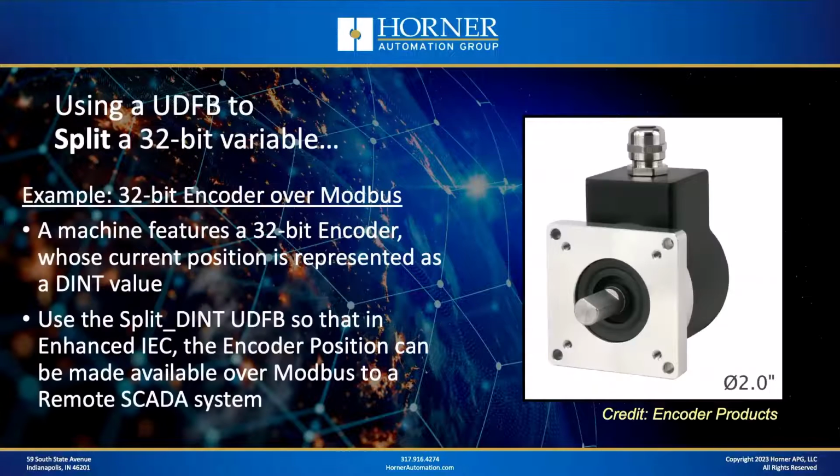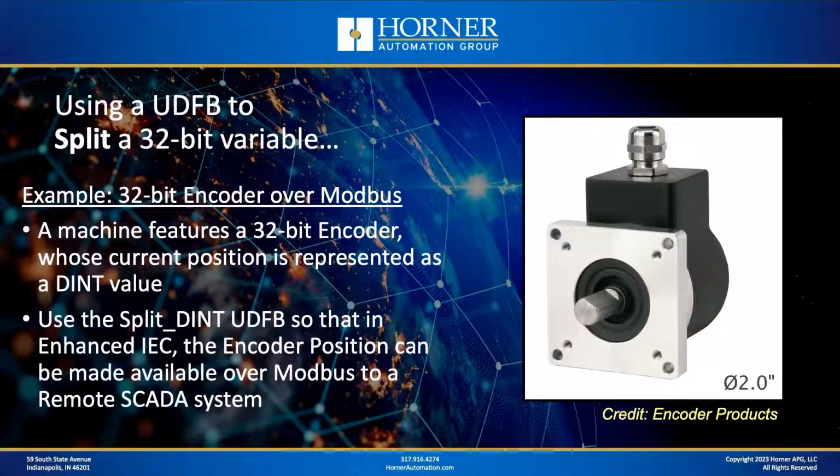Now let's talk about a real world application. So let's say that we have a machine which is utilizing an encoder and has available over Modbus from, let's say, a SCADA package, a current position of the encoder, whether it's for a machine, some sort of conveyor, or something else on the machine that needs to be monitored remotely. Well, that 32-bit encoder is going to be stored locally in the OCS as a double integer. However, when it's going to be retrieved through Modbus by the SCADA package, Modbus really only supports single integers.